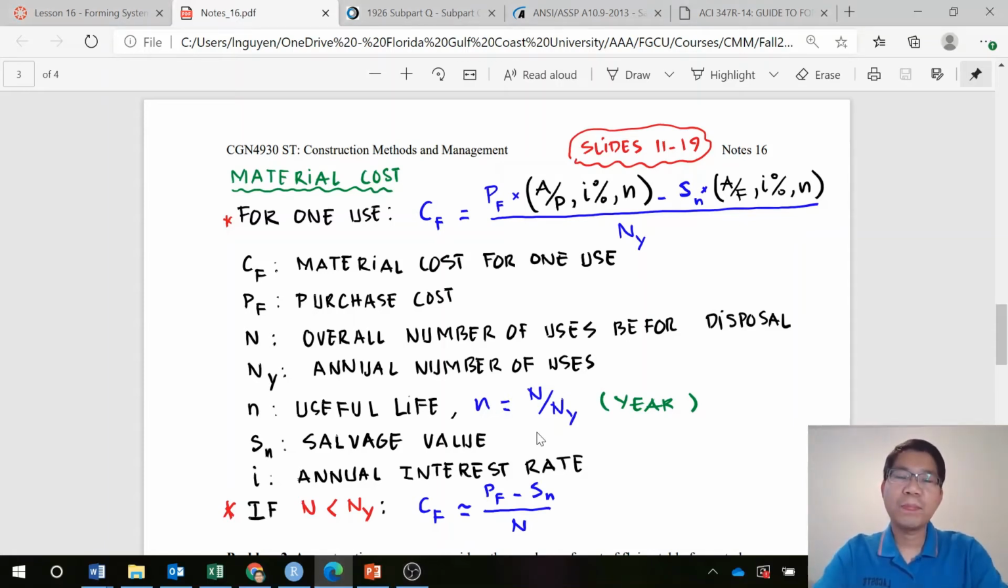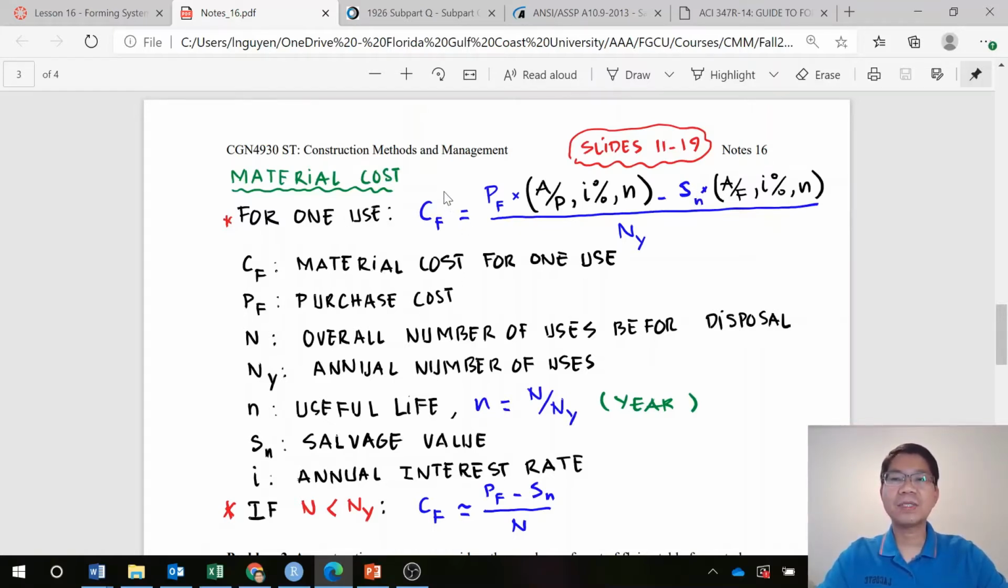Before we get to problem 2, which determines whether we should buy or rent the formwork system for our job, we first discuss the material cost for this temporary structure. If we buy a formwork at the amount we call PF, and then after a certain number of uses the service value is SN, how can we determine the costs for one use? That is a function of other factors that are listed here.